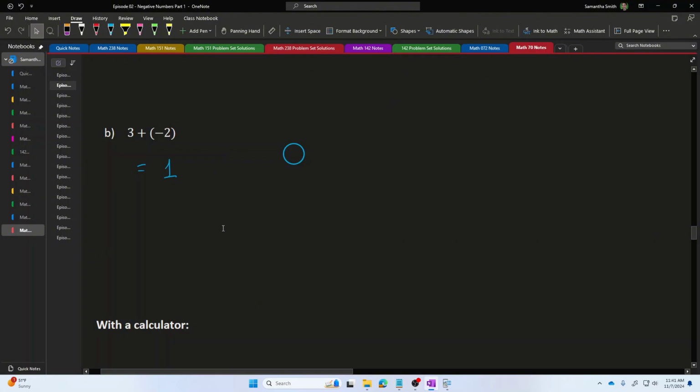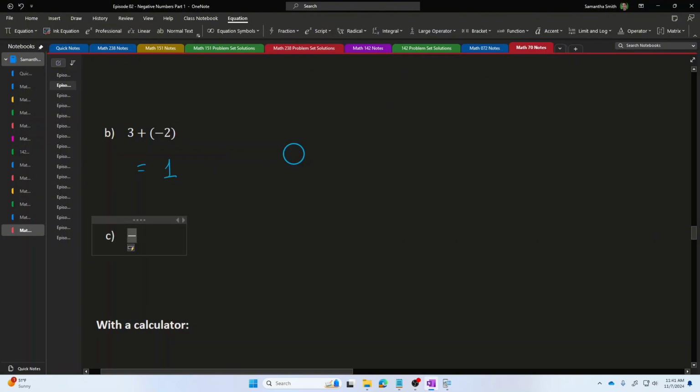Let me show you this tile method again with a slightly different problem. Suppose this time I had negative 6 and I wanted to add to that 3 units.